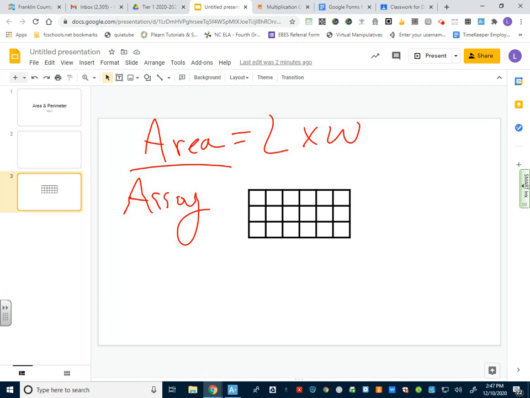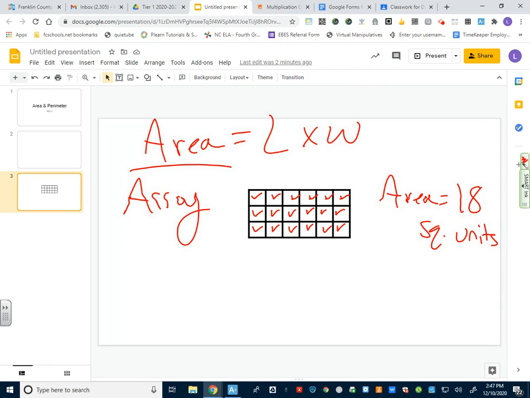Area is an array, so to find the area of this shape, one thing we could do is count the boxes on the inside. There's 1, 2, 3, 4, 5, 6, 7, 8, 9, 10, 11, 12, 13, 14, 15, 16, 17, 18. The area of this shape is 18 square units because there are 18 squares on the inside of the shape. Now, that's not the only way I could have solved this problem.